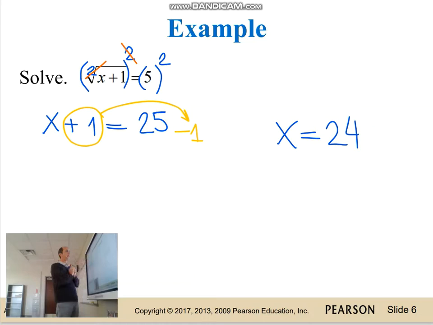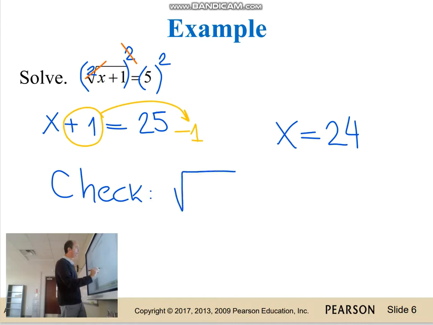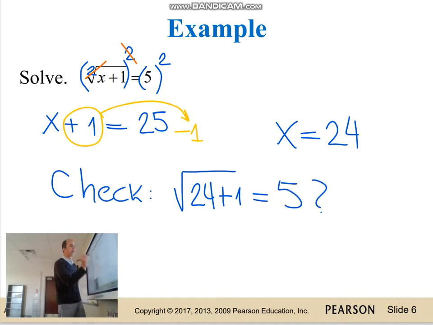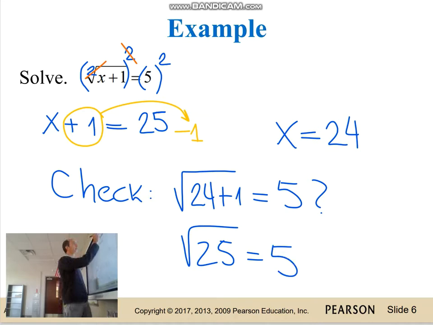Now we have to check the solution, plug it into the original equation. And this check is not to see if you did something wrong. This check is to confirm that this solution also applies to the original equation. Let's check. Apply x equals 24, 24 plus 1, and check if it is equal to 5, okay? And this is the square root of 25, and it is actually equal to 5. That means, check, this is the solution we are looking for. x equals 24 is a solution for the original equation.